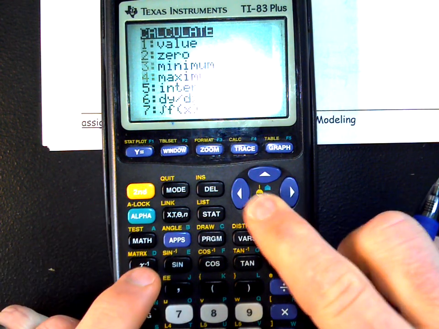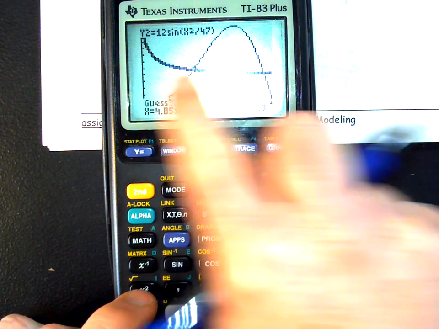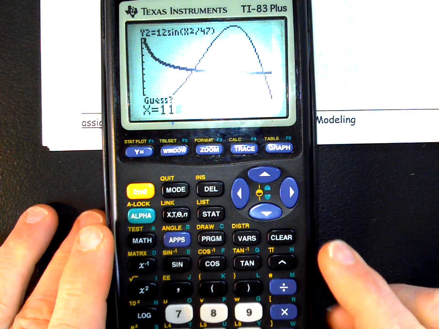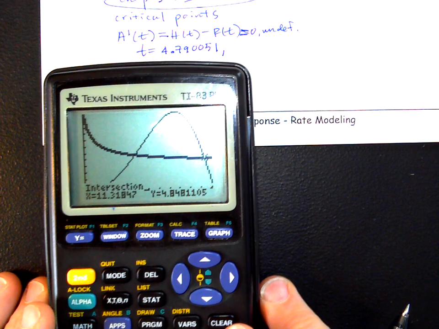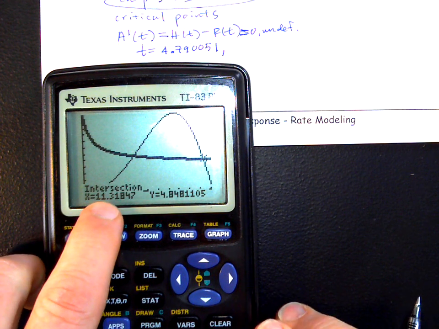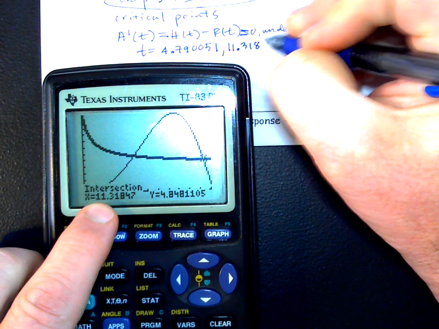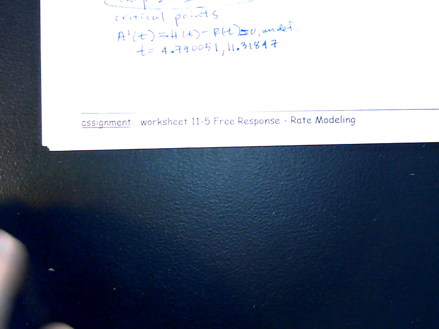Second calculate, number 5, intersect, first curve, second curve. Now you could also enter a number in. This is 0 to 12, so that looks like it's around 11. So you could just type 11 in instead of wasting time moving the cursor over and over and over. And it's this x coordinate right here, that's the time, 11.31847. Okay? And so those are your critical points.